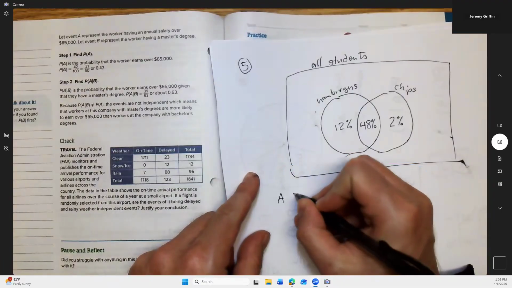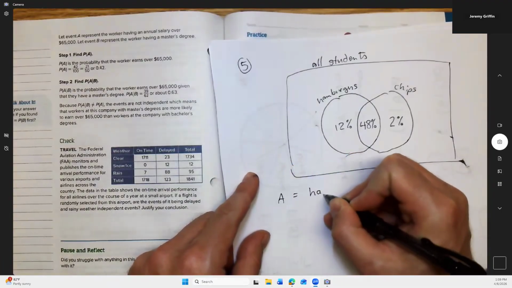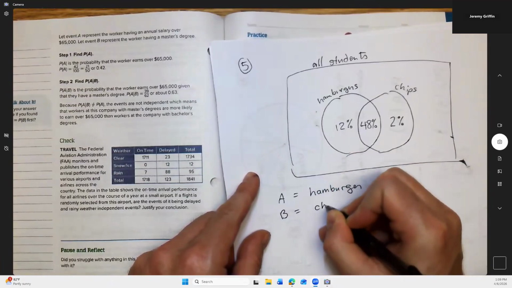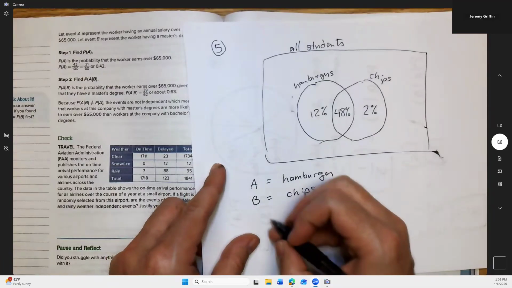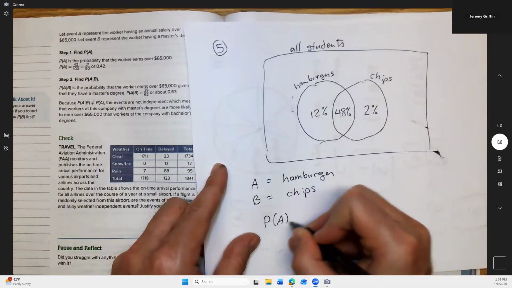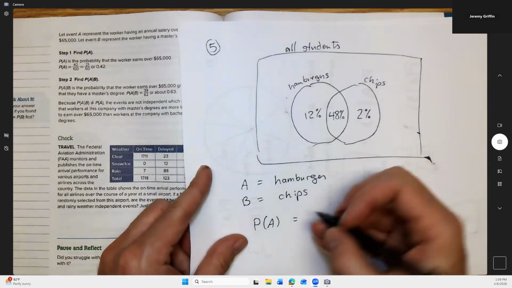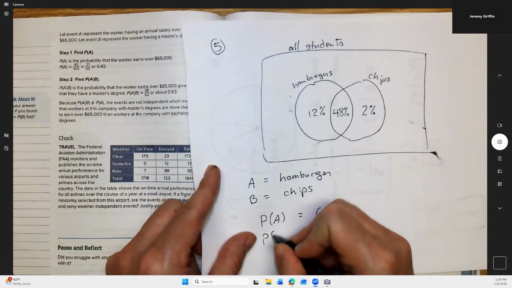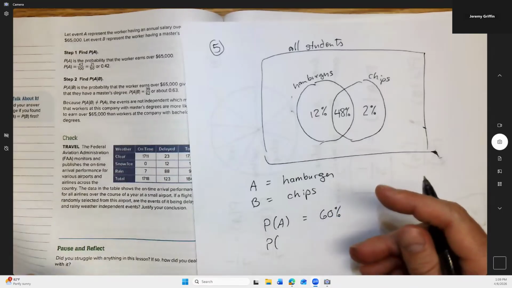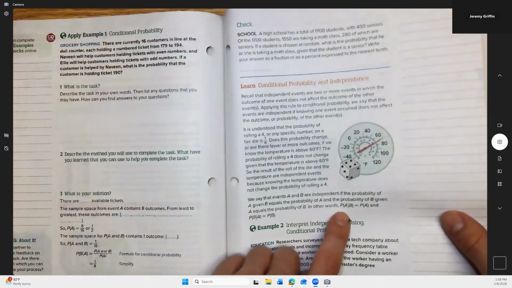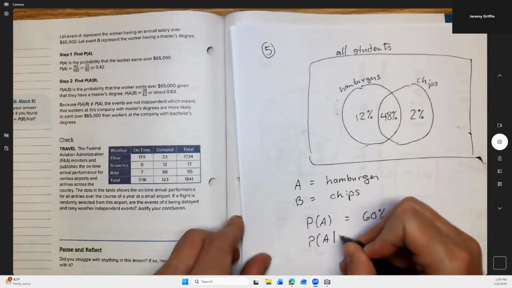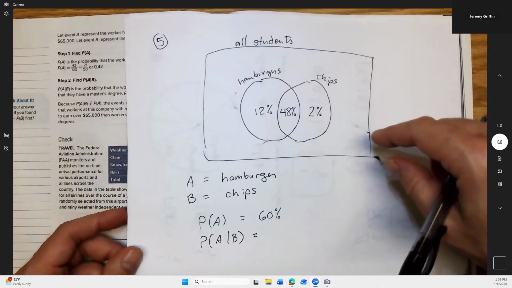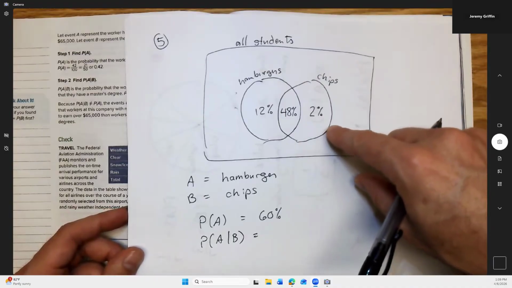So let's do event A equals got a hamburger. Let's call event B, you get chips. So the probability of A, hamburger, would be 60%. Probability of A given B, yeah, right. A given B. Probability of getting a hamburger given that you got chips.